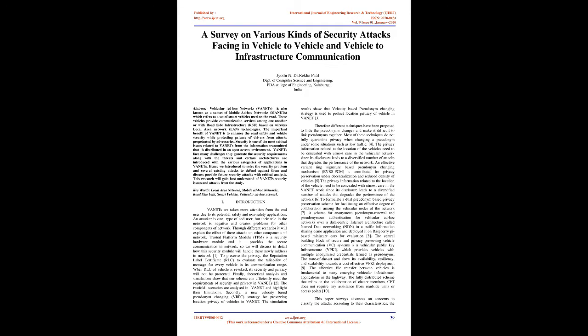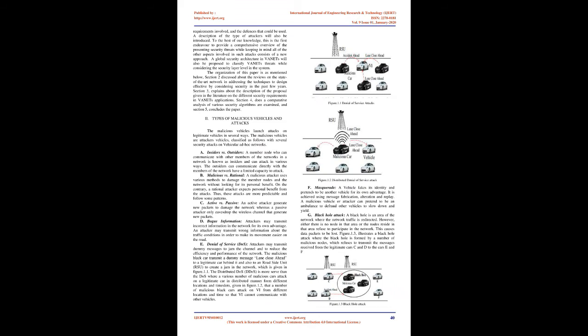7. A scheme for anonymous pseudonym renewal and pseudonymous authentication for vehicular ad hoc networks over a data-centric Internet architecture called Named Data Networking, NDN, in a traffic information sharing demo application, deployed on Raspberry Pi-based miniature cars for evaluation. 8. The central building block of secure and privacy-preserving vehicle communication, VC, systems is a vehicular public key infrastructure, VPKI, which provides vehicles with multiple anonymized credentials termed pseudonyms. The state-of-the-art is reviewed and shows its availability, resiliency, and scalability towards a cost-effective VPKI deployment.